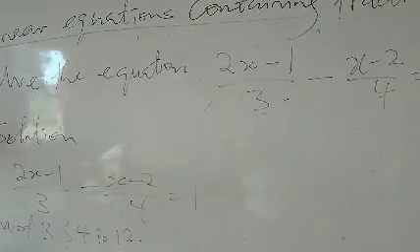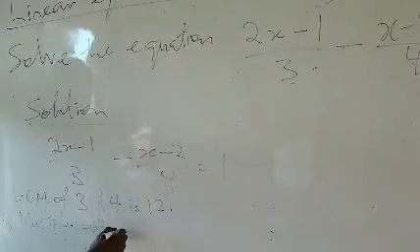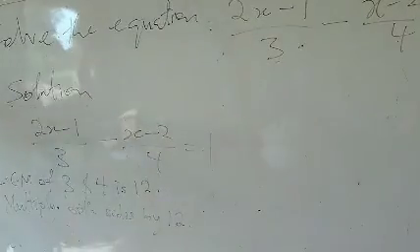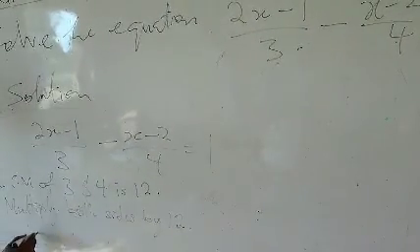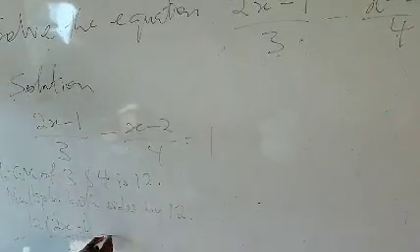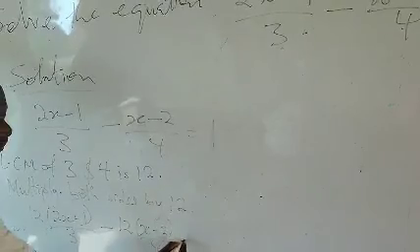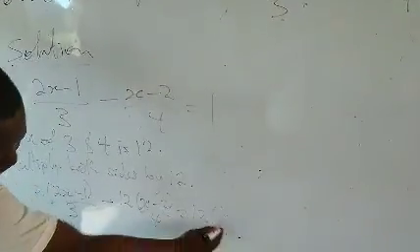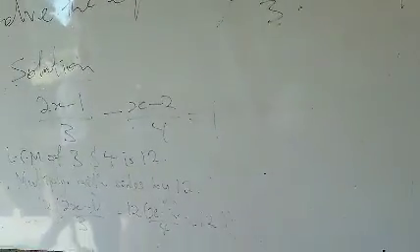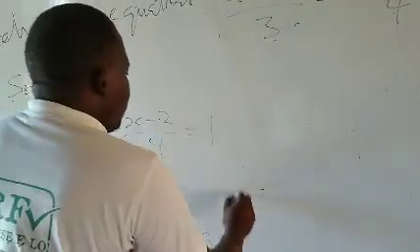Therefore, multiply both sides by 12. And to do that, you just say that 12 multiplied by (2x - 1)/3 minus 12 of (x - 2)/4 is equal to 12 of 1. 12 of 1.